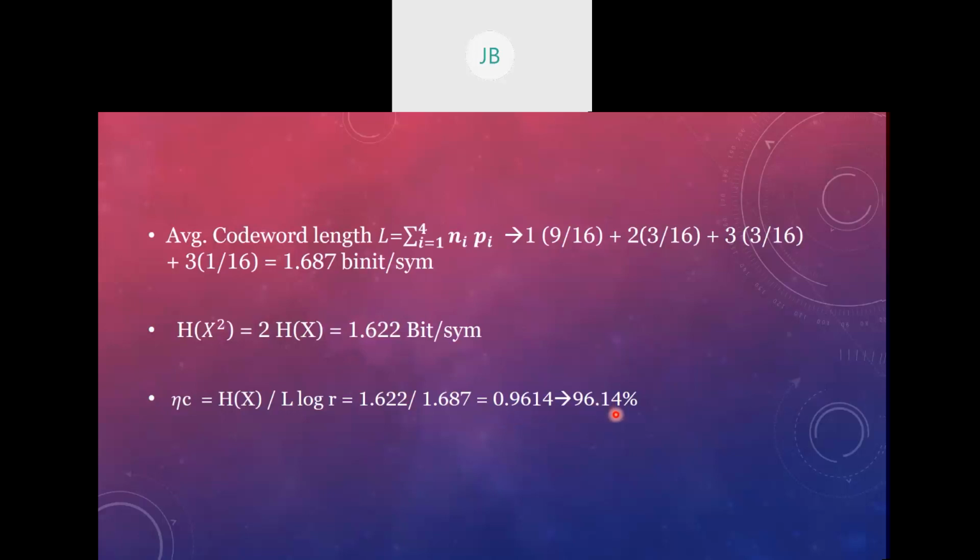96%. So the requirement was 85%. So we have achieved a better efficiency in this case if we extend the first order system into a second order system, because that was the requirement. So this is how we can achieve the minimum required coding efficiency. This is the end of this example as well as the end of today's discussion.